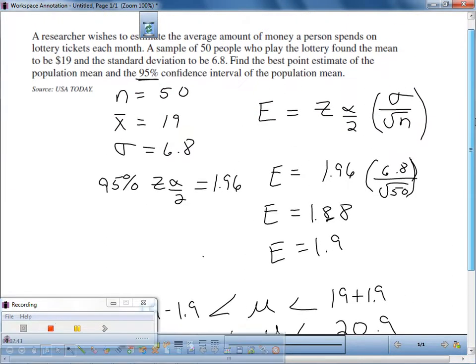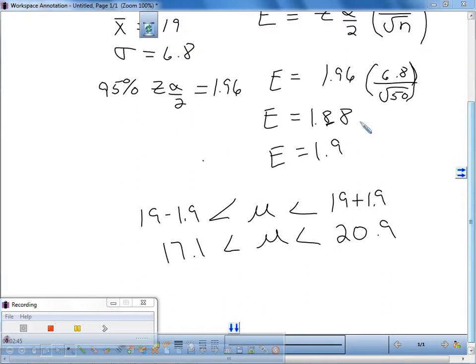So what does this tell us? It tells us that based off our sample, we are 95% confident that the true mean for the people who buy lotto tickets is that they spend somewhere between $17.10 and $20.90 on lotto tickets per month.